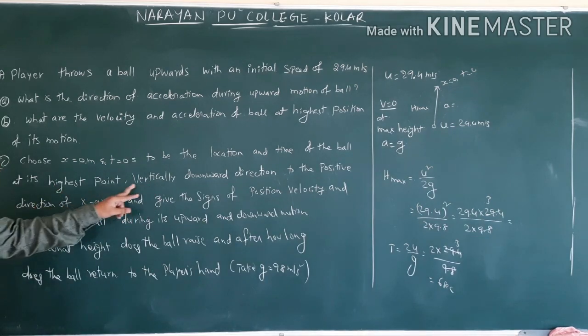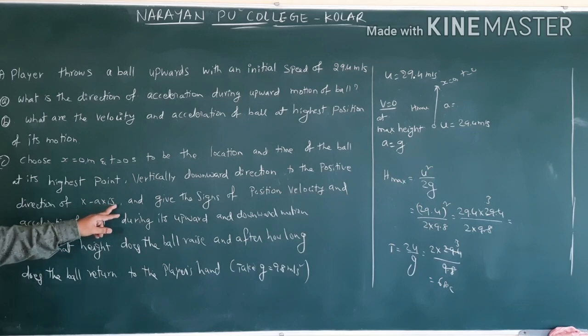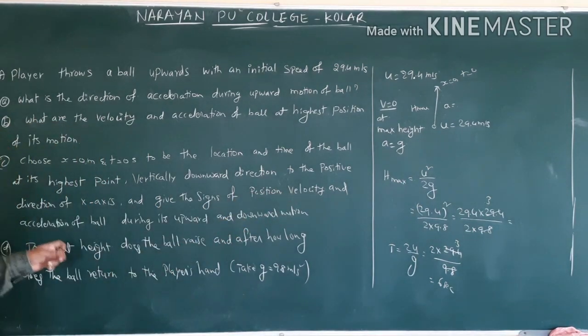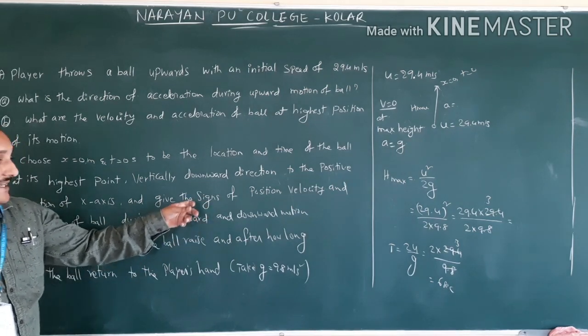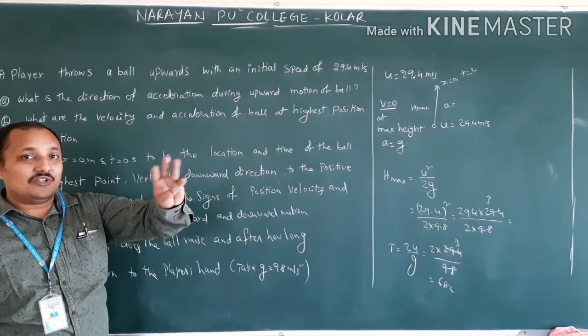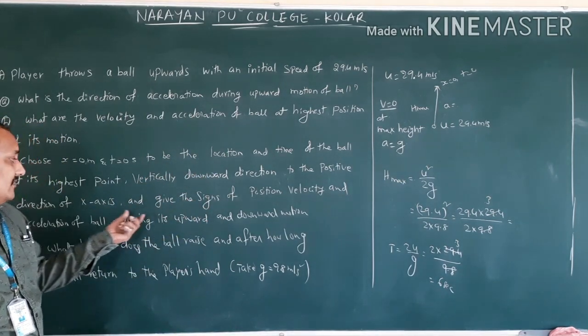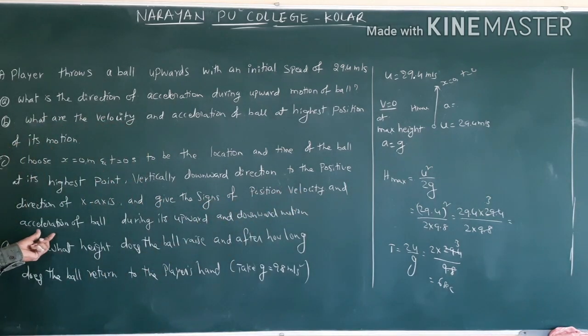So at its highest point, vertically downward direction to the positive direction of x-axis and gives the signs of position, velocity and acceleration. Here signs means signs, not signatures. Signs means here either positive or negative. So that is nothing but positive sign, negative sign they will say. So they are asking give the signs of position, velocity and acceleration.